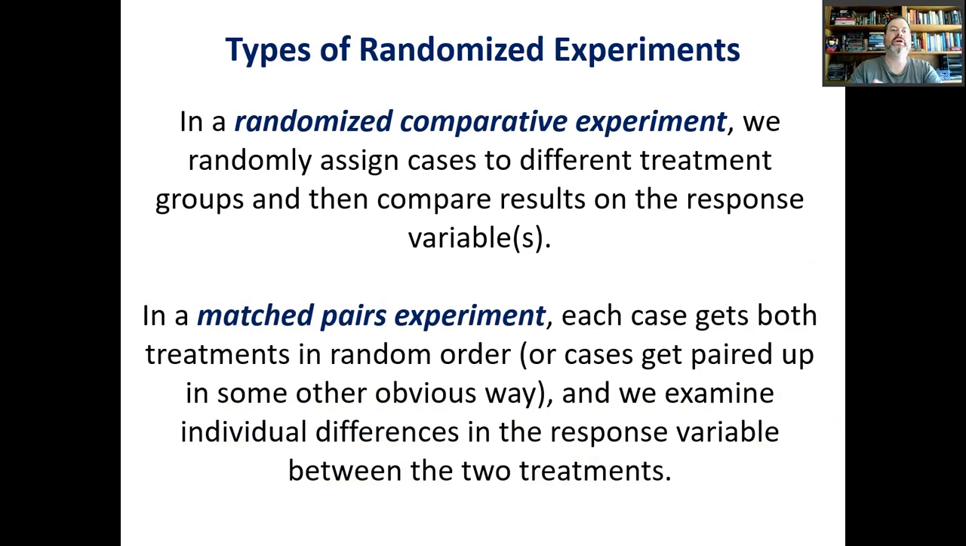So it turns out that there are two kinds of randomized experiments. We will talk about both of these quite a bit over the course of the semester. The first one is called a randomized comparative experiment, and that's where we randomly assign cases to different treatment groups and compare the results on the response variable.